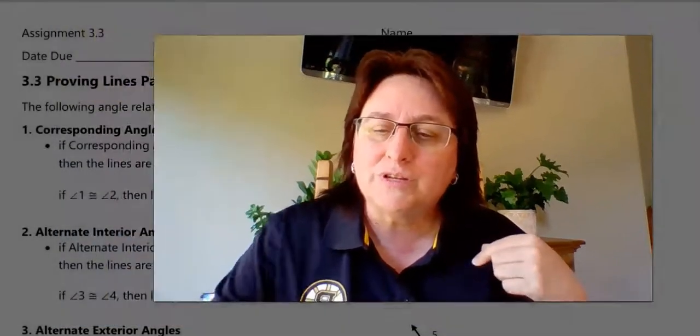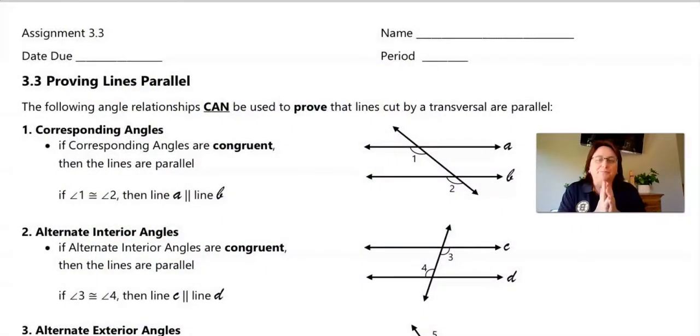All right, we're going to go over 3.3 today. What we're going to do is prove that we have parallel lines by using the properties of the angle relationships created by the transversal. So now, instead of us giving you parallel lines, you have to prove that the lines are parallel. Let's do a little bit of review about those characteristics of the angles.